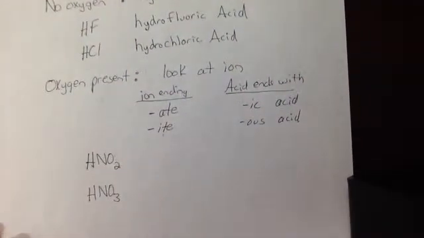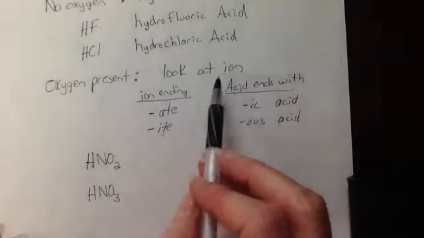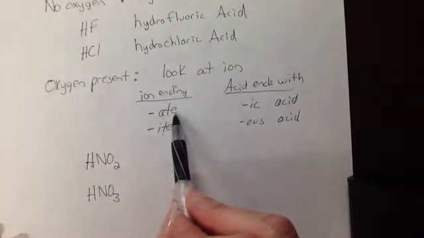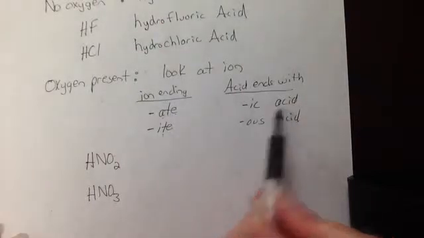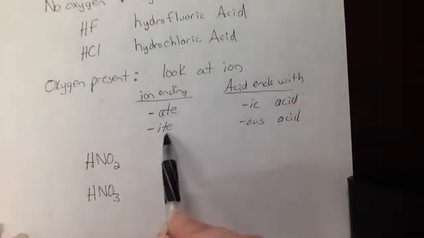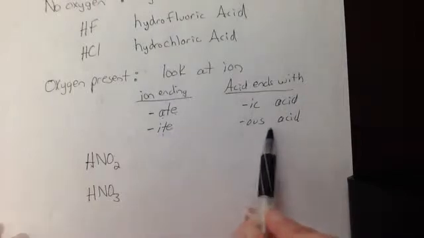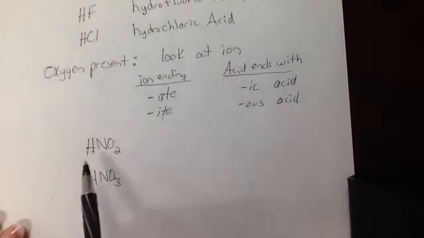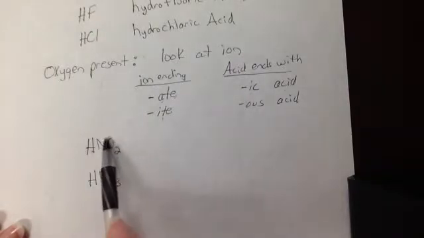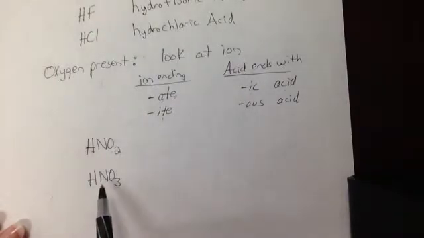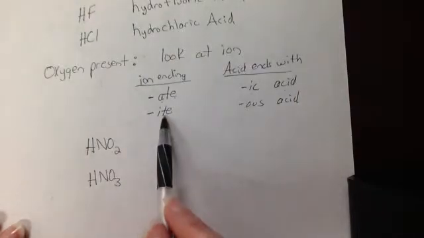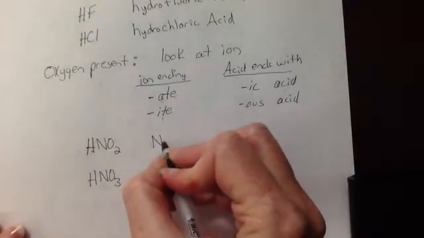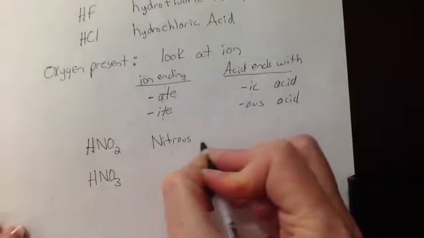If you do have oxygen present, then you need to look at the ion that's in the acid. If the polyatomic ion ends in ATE, the acid ends in IC. If the ion ends in ITE, then the acid ends in OUS. So HNO2, it has oxygen, so we do not need the hydro. That NO2 is normally nitrite. It ends in ITE, so the acid ends in OUS, so this would be nitrous acid.